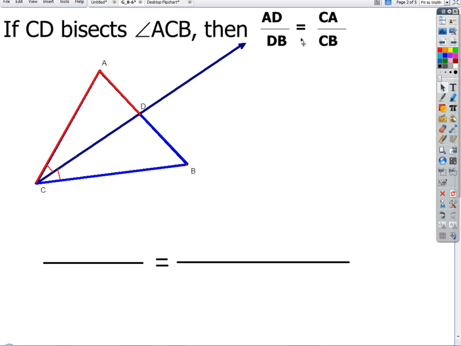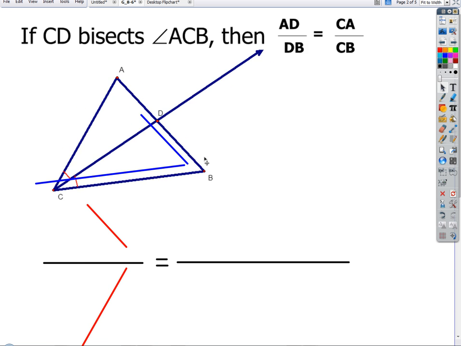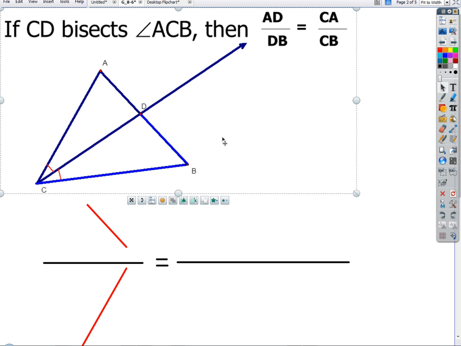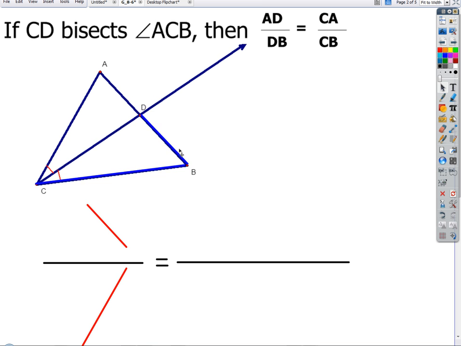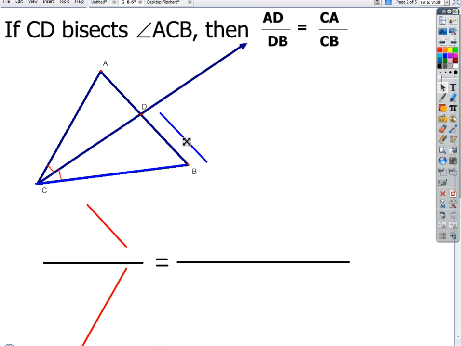We could say that the left piece of the third side, so the left segment divided by the left side, equals the right segment divided by the right side. And that also works, doesn't it? Either way you want to think of it, they both are going to set up a proportion that you can use to solve.